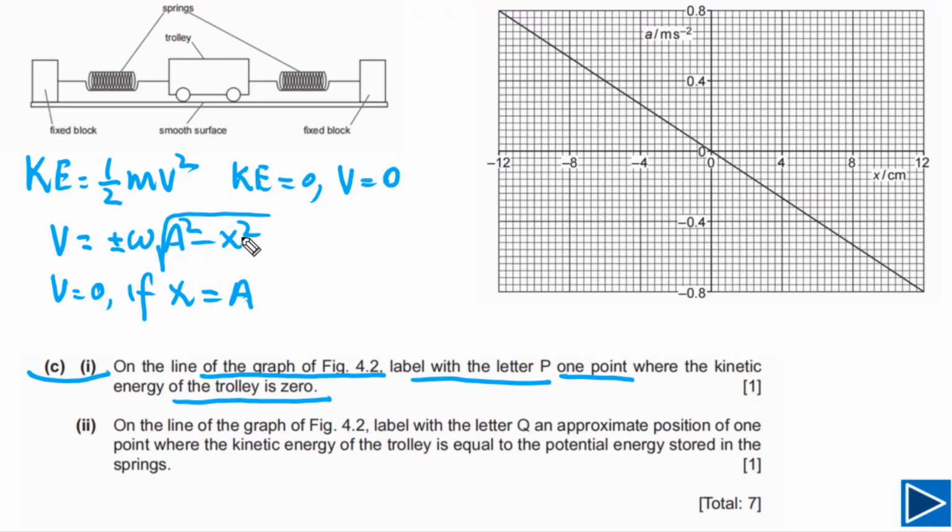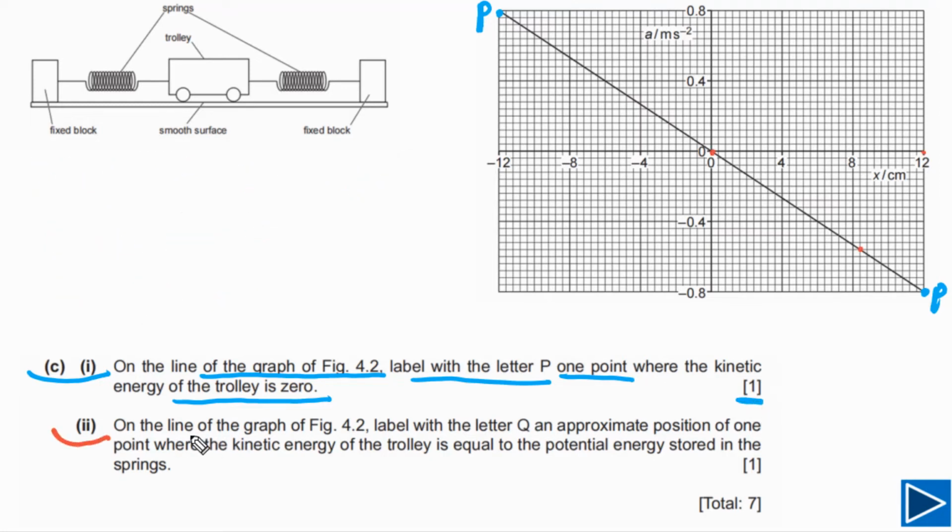So a square minus x square is equal to 0. So simply in this case we can write down here, displacement is maximum. So this is the point P. So you can mark point P here. You can also mark point P here because displacement here is also maximum. If you mark it here or here, you will get 1 mark. This part has only 1 mark.